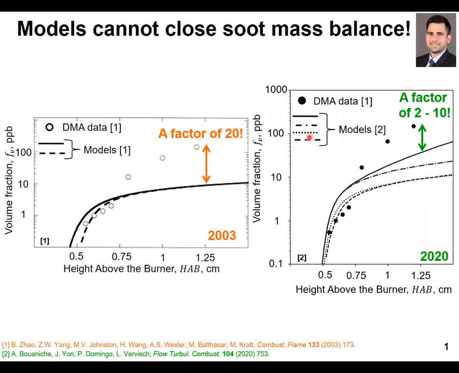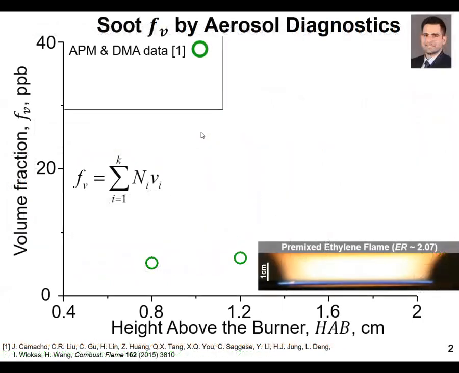This motivated us to quantify the accuracy of soot volume fractions obtained based on mobility size distribution. So we compared them to soot volume fractions measured as a function of the height above the burner in a premixed ethylene flame by interfacing an aerosol particle mass analyzer with a differential mobility analyzer. That way, the soot volume fraction can be obtained from first principles.